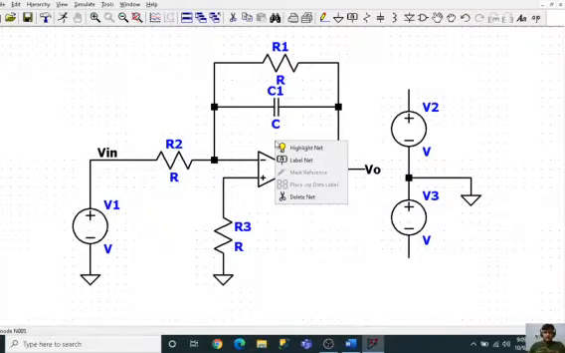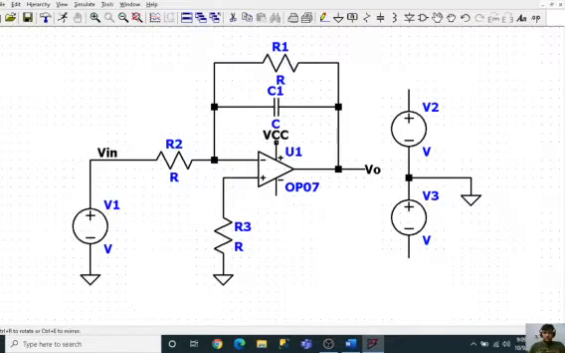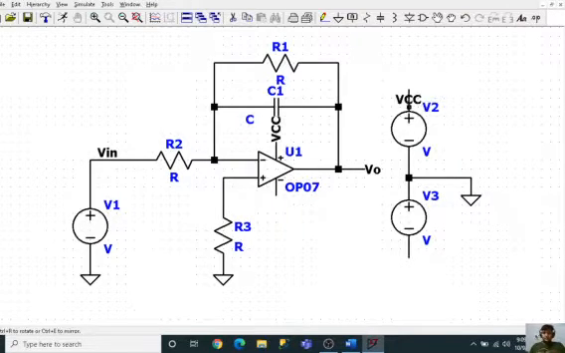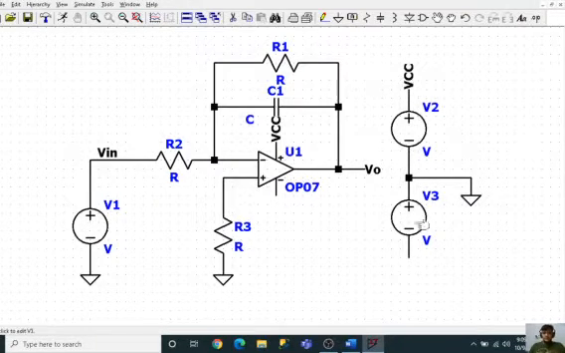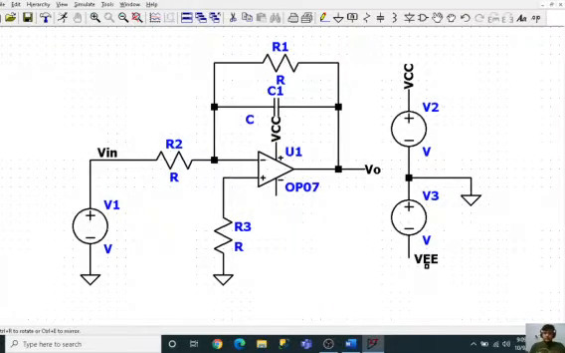Over here I'll give VCC, this is my VCC. It's overlapping, so I will make sure that this capacitor gets a bit aside. Over here again, sorry, we need VCC over here as well. This is my VCC, this will be VEE, negative voltage, and also this will be negative voltage, VEE.